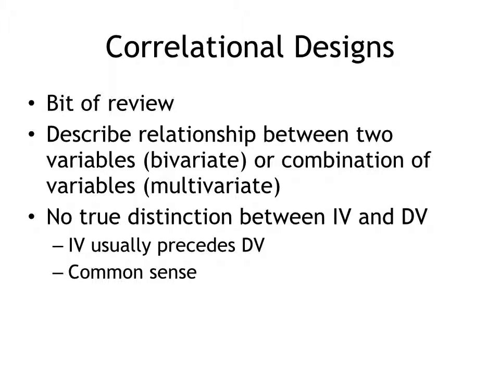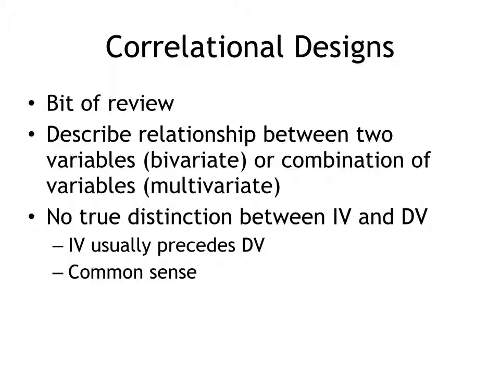Now, we're going to move on from comparative to correlational designs. And this will be a little bit of a review because remember, relationships and showing correlations are ways of describing what is. So they're a descriptive statistic that we can use. So this is going to be a bit of a review, but I think we'll take it a little bit deeper for you. Correlational research designs are set up to describe the relationship between two variables, and that's called bivariate, or a combination of variables, and that's called multivariate.